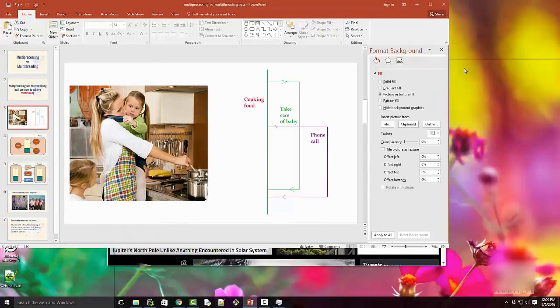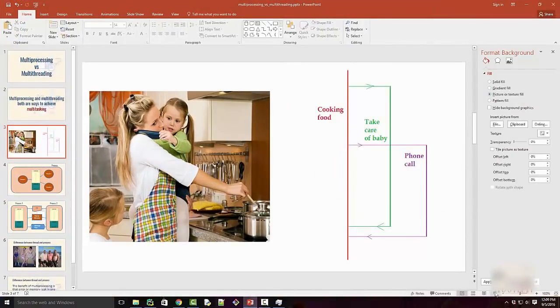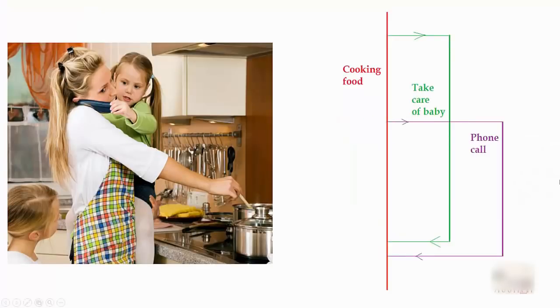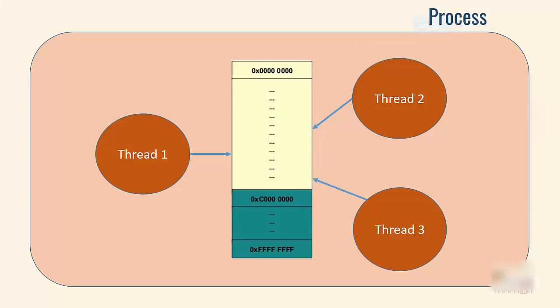Okay, so let me go back to my presentation. Multiple threads basically live within the same process. In this diagram, this outer block is a process which has its own virtual memory or address space. It can create multiple threads inside it. The difference between a process and a thread is that threads will share this address space.